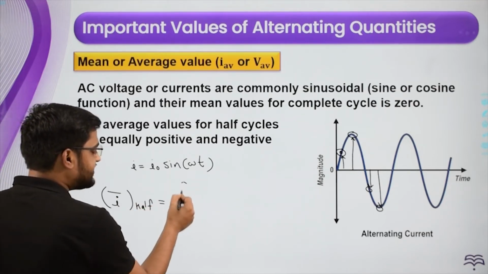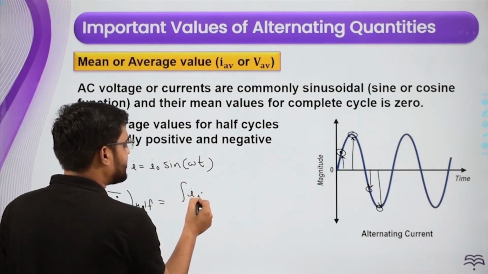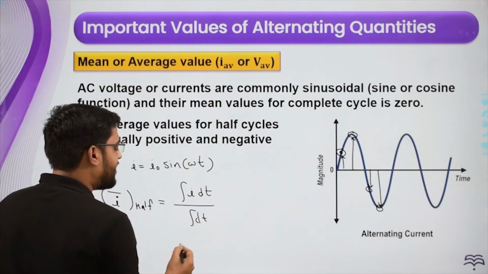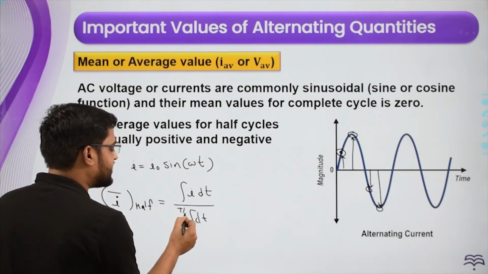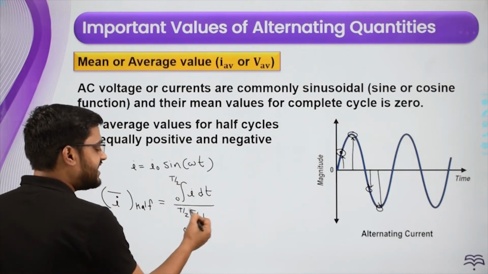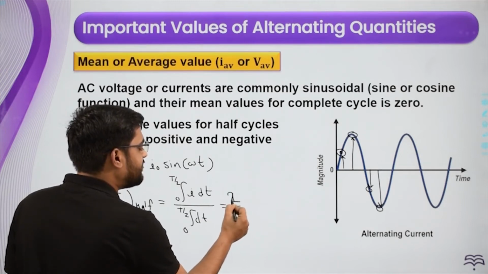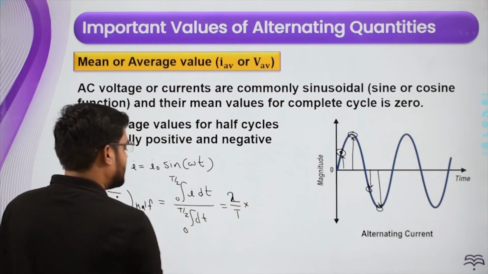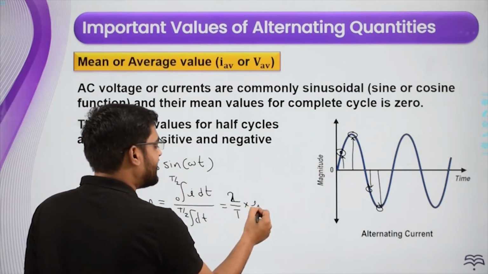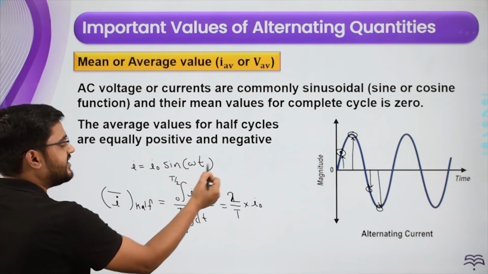So average is the integration of y dt, and y is this I. So I will be writing integration of I dt divided by integration of dt, and the limit I am going to put is 0 to T by 2, just half cycle. When you do this, this integration will become 1 by T by 2. So this is 2 by time period. And what about this? This is I naught sine omega t. I naught is a constant. It will remain as it is in the process of integration. And then it is this thing, integration of sine omega t dt.